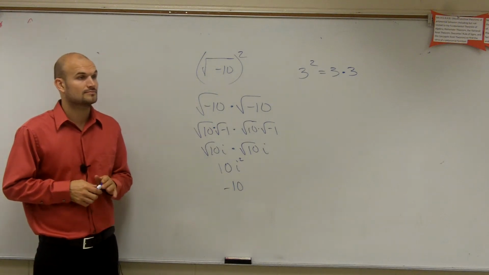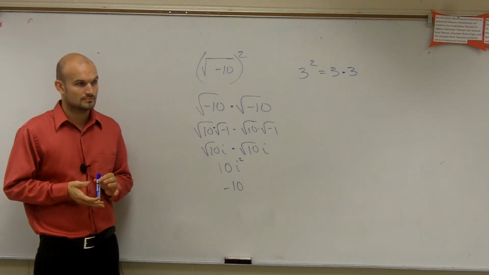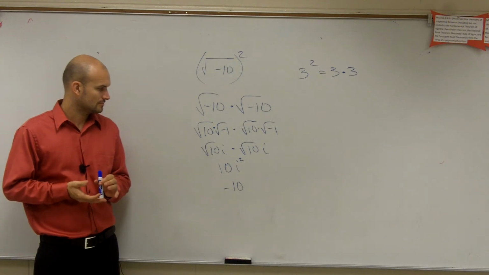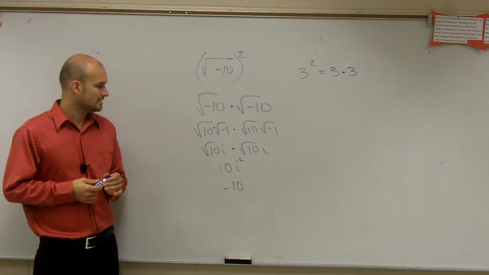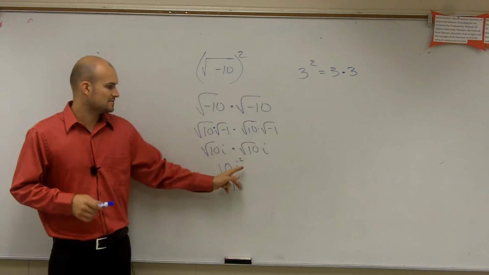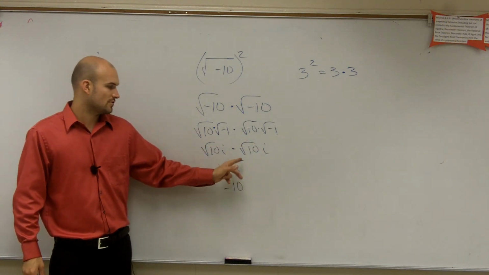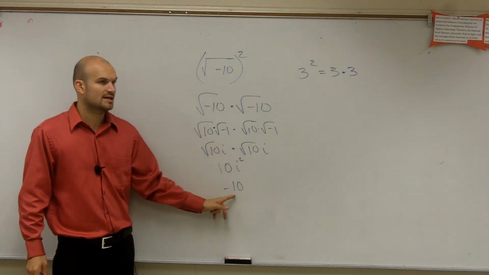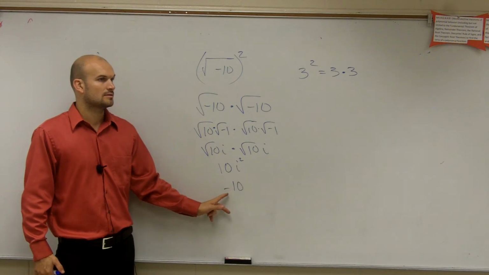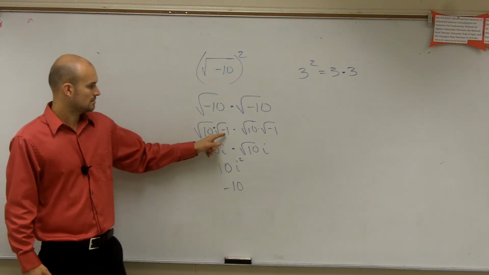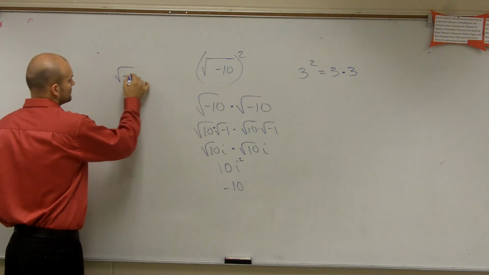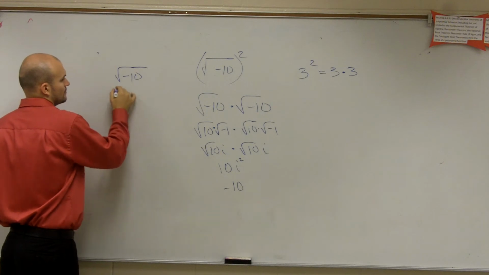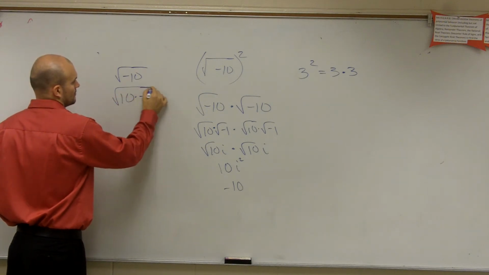Yes? It does. i times i gives you i squared, and then i squared was negative 1. Negative 1 times 10 gave me negative 10. Oh, yes. Okay. I see what you're saying, I skipped a step.